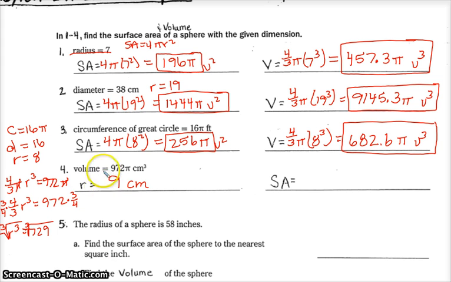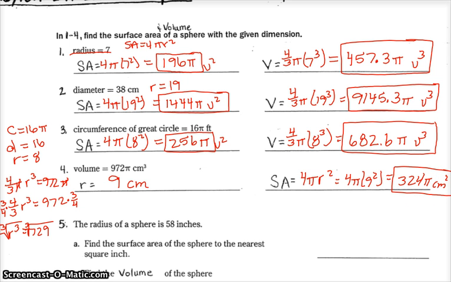All right, let's use that radius to find my surface area. My formula again is 4 pi r squared. So 4 pi times 9 squared gives me a grand total of 324 pi centimeters squared.